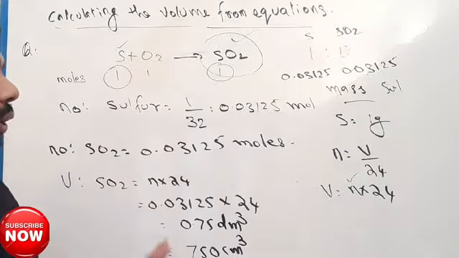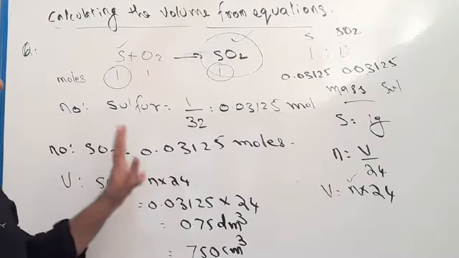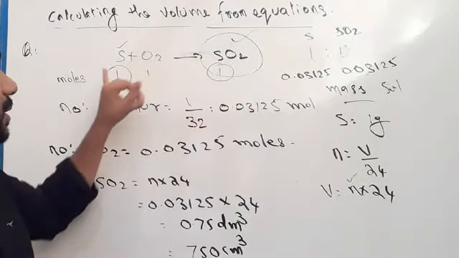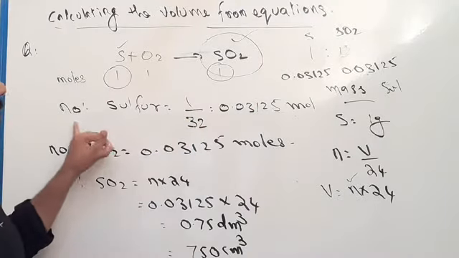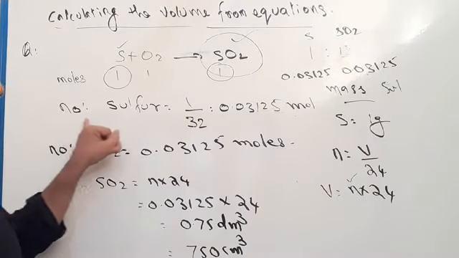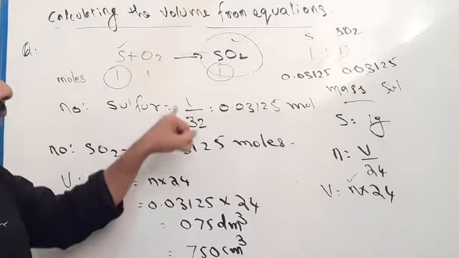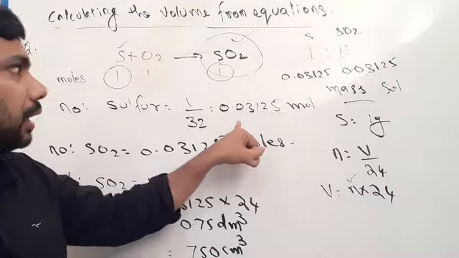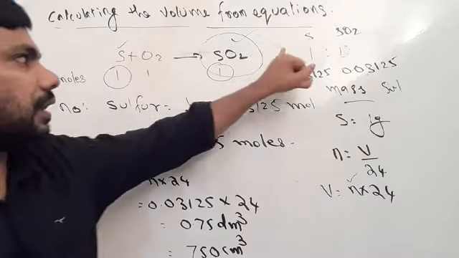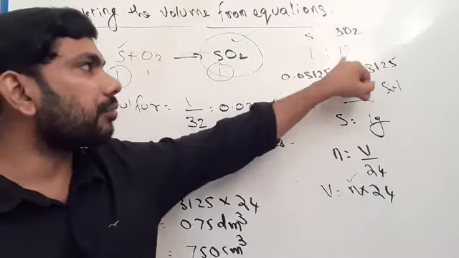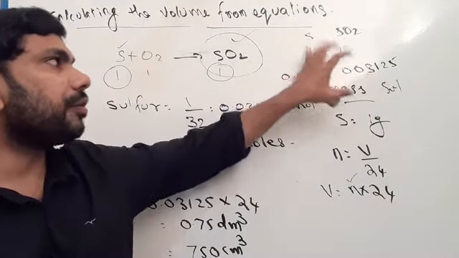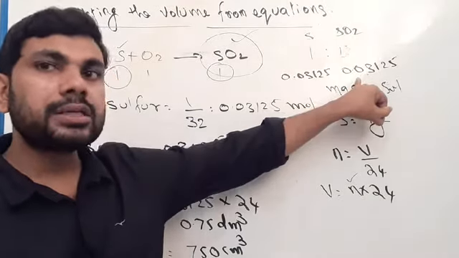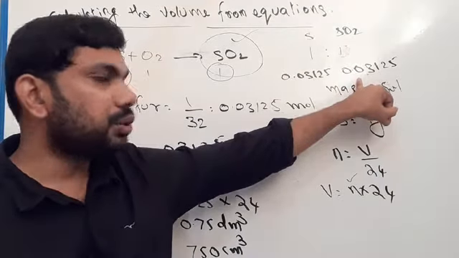So the question asks, what is the volume of sulfur dioxide formed after burning 1 gram of sulfur? Here we found the answer like this. We found the number of moles of sulfur, 1/32. Using the balanced equation, sulfur to sulfur dioxide is a 1:1 ratio. So using this mole ratio, we can find that the number of moles of sulfur dioxide is also the same, 0.03125.